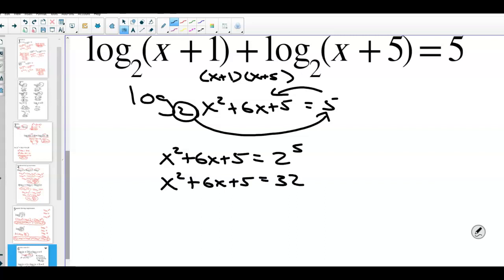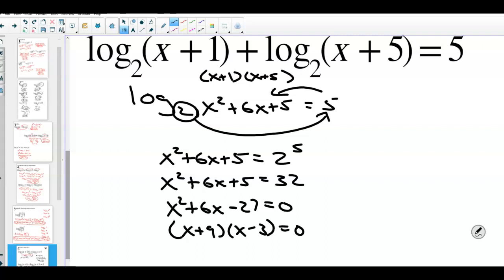And since it's an x and an x squared problem, we gotta get it equal to 0. When I factor, x plus 9, x minus 3. And it is a coincidence here, both answers are positive 3. Negative 9 and positive 3 is my answer. If I plug negative 9 in, I get negative 8, negative 4. That's no good. If I plug 3 in, I get 4 and 8. Multiplies to 32. That's really what I'm looking for.